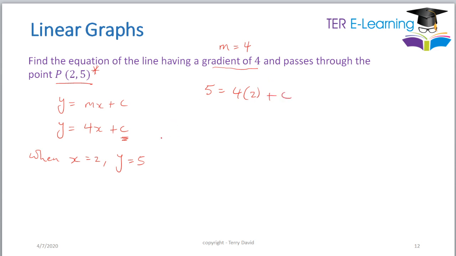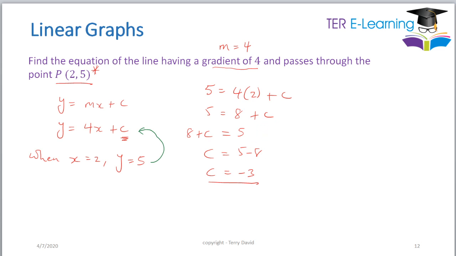If I substitute that into the equation, I'm going to get 5 is equal to 4 multiplied by 2 plus c, right? So just make sure you all understand what I'm doing. I'm taking these values and substituting them into this equation. Anywhere you see x, you're going to use 2. Anywhere you see y, you're going to use 5. So this equation now becomes 5 is equal to 8 plus c. So I can say that 8 plus c is equal to 5, and therefore c is equal to 5 minus 8. So c is equal to minus 3. So you figured out what the constant is. The constant is minus 3.